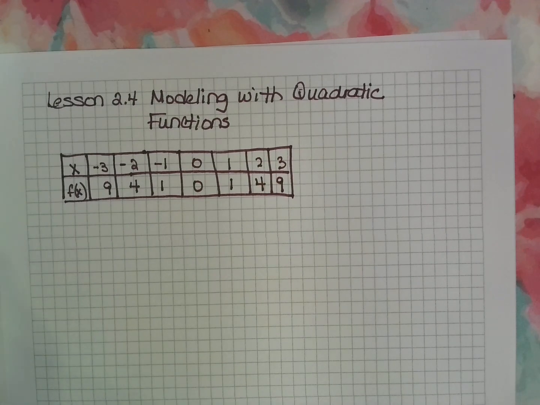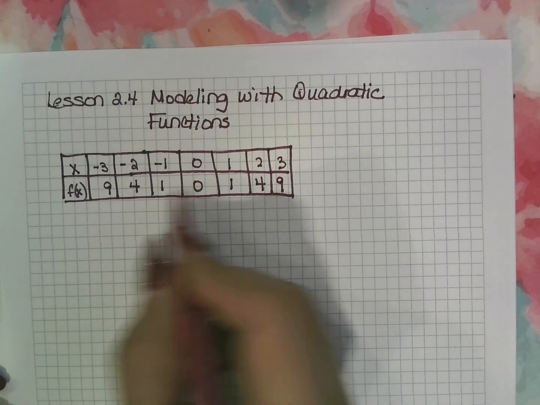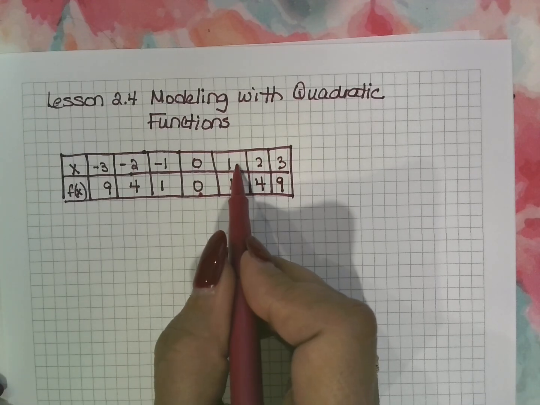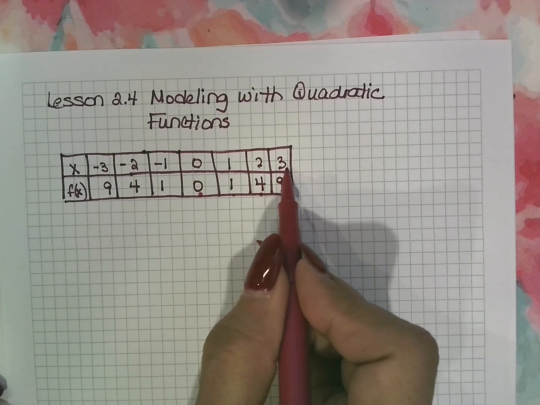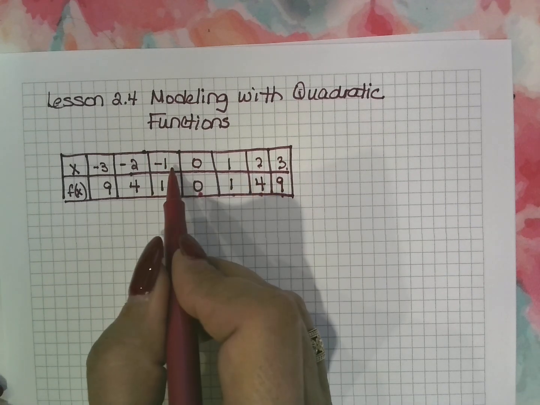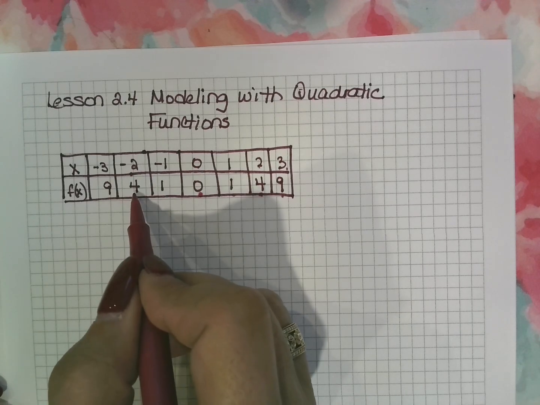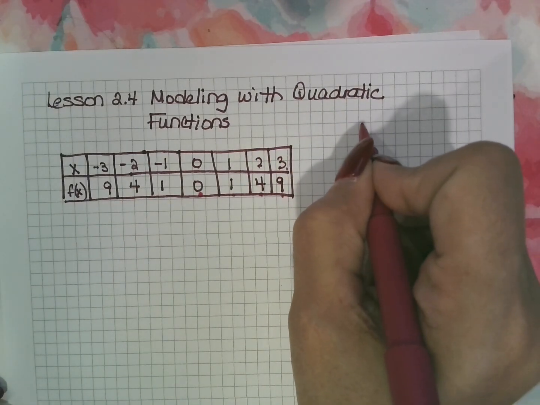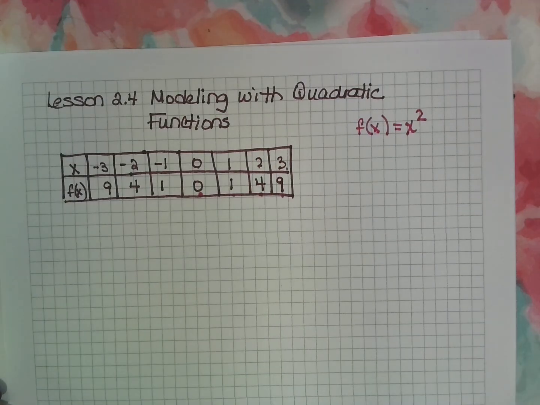Now some of you guys might already know, just by looking at this data at these points, what this function is. This function at 0 has a value of 0. At 1 has a value of 1. At 2 has a value of 4. At 3 has a value of 9. At -1 also has a value of 1. At -2 has a value of 4. And at -3 has a value of 9. So if you guessed it correctly, this is just the parent quadratic function. This is our old friend f of x equals x squared.